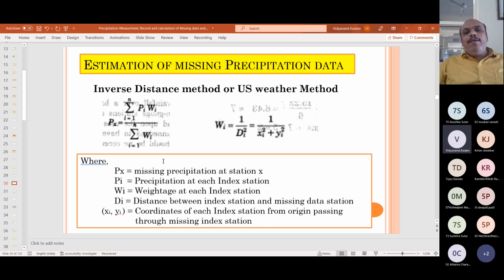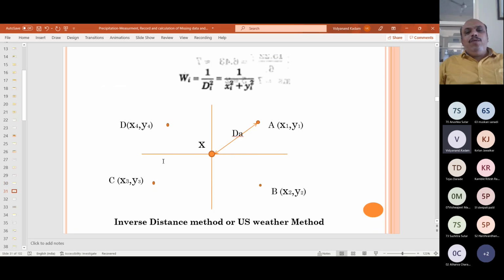The rainfall value at a rain gauge station is multiplied with this weightage, that is Pi into Wi, and this Wi is calculated as the inverse of the square of the distance between the missing data station and the index station. This can be worked out with reference to the coordinates of that particular rain gauge station. Coordinates of the rain gauge stations are worked out with reference to the coordinates of the missing data station. We have seen that X is the missing data station, whose coordinates are 0, 0.